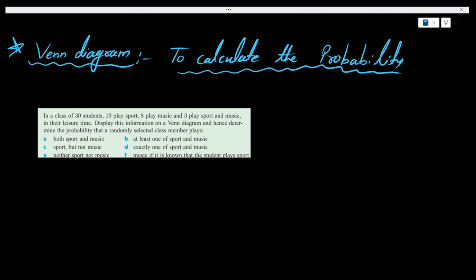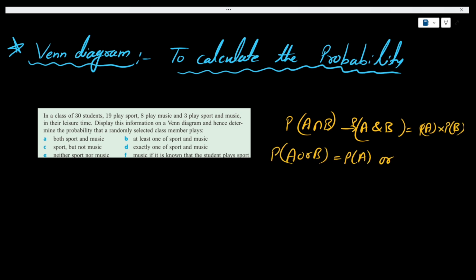Whenever you are taking a Venn diagram, you should know A intersection B. This is nothing but A and B. The moment you see this in probability, you will follow the product rule, so P(A) times P(B), right? For A or B, you are going to add, which means you need to replace this with plus. So these two rules you will use here, and sometimes the Venn diagram is used for conditional probability also.